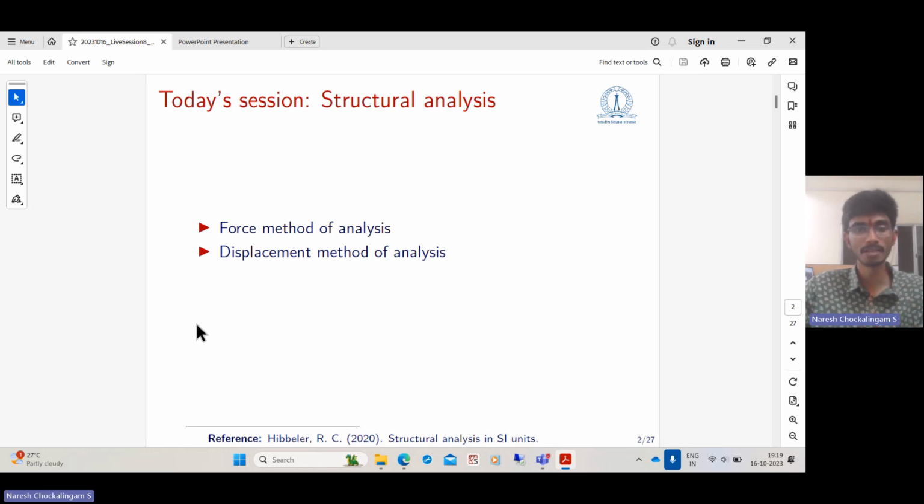The reference for whatever I'm covering today is the book by R.C. Hibbeler, Structural Analysis, the latest version in SI units. We'll also be solving a few GATE problems for practice.